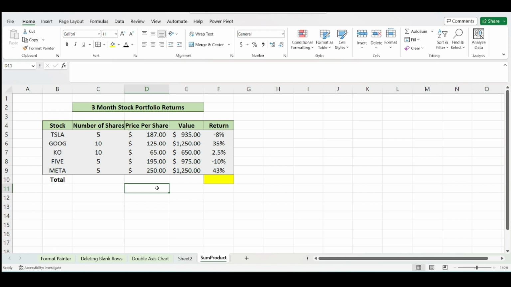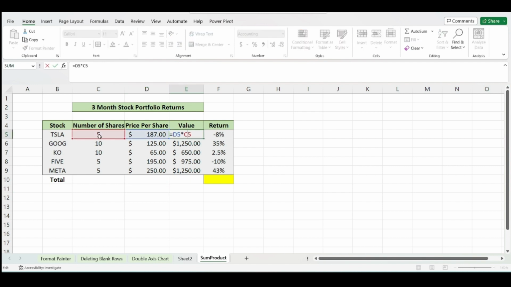What's going on, everybody? In this video, I'm going to show you guys how to find a weighted average in Excel. In this example, we're working with a stock portfolio of 5 stocks, and we have the stock ticker, number of shares, price per share, the value, which is the number of shares times the price per share, and the 3-month return of each of these stocks.